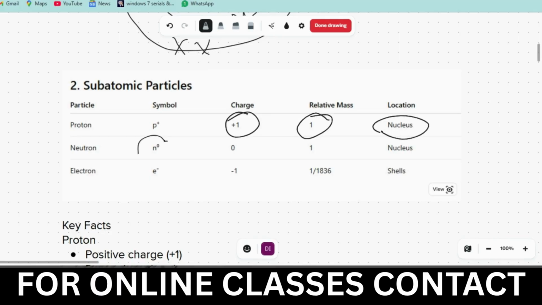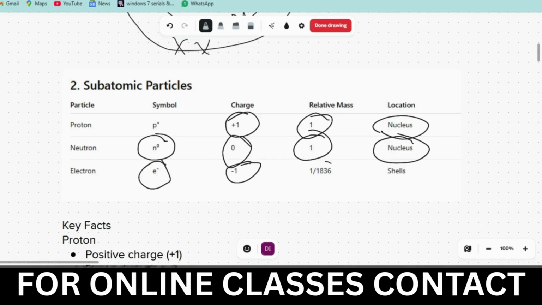Whereas a neutron has zero charge. Mass is one, and it is also in the nucleus. Whereas the electron is different. Electron has a negative charge, minus 1, but its mass is 1 divided by 1836, and electrons are not in the nucleus, they are in the shells.